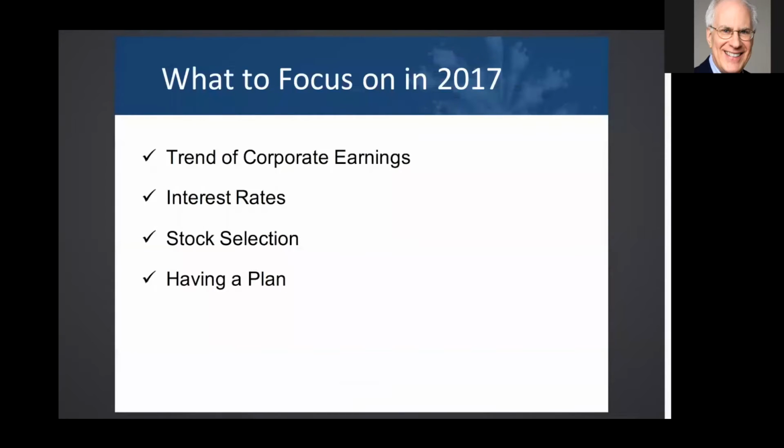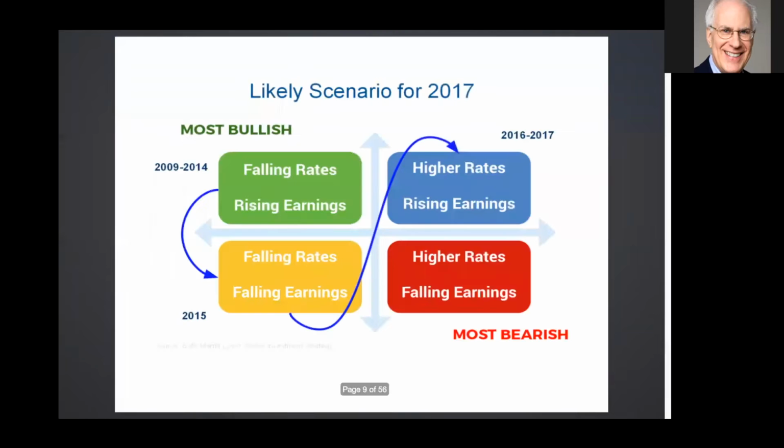So I'm going to start by telling you what I think you should focus on in 2017. Number one, trend of corporate earnings. They're rising. Number two, interest rates. They're also rising. And in a minute, we'll see that that's a very bullish combination. Third thing to focus on in 2017 is a stock selection technique, because in periods of rising interest rates, stock picking is absolutely critical. And four, having a plan. You've got to develop a plan so that you are focused in 2017.